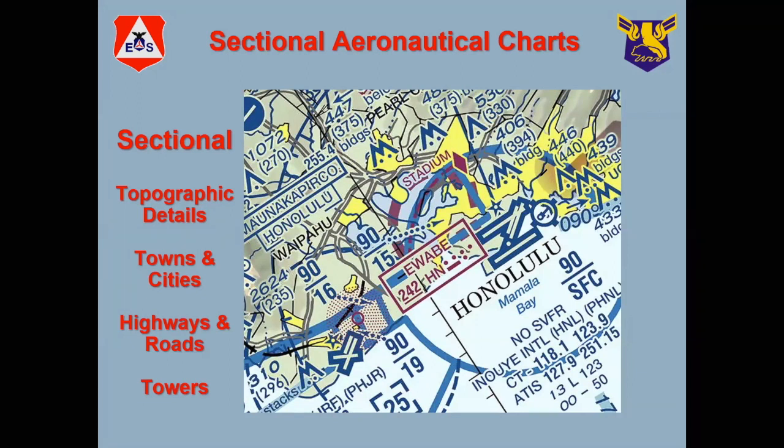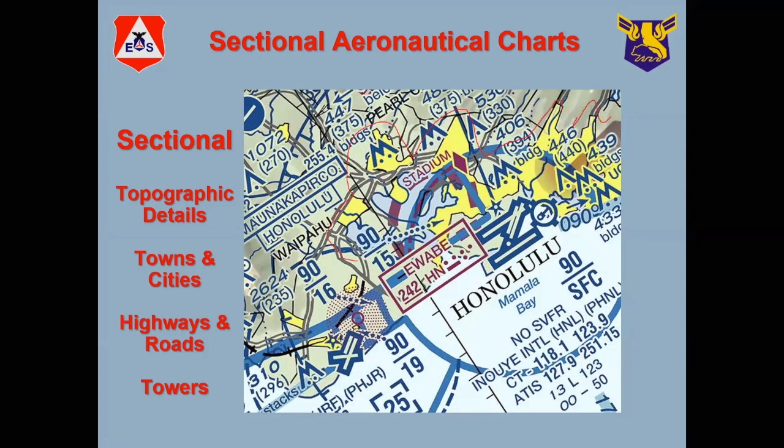Given a sectional chart, you need to be able to locate and discuss physical features such as topographical details. Topographical details are just like topographical details in any kind of map. You're going to see these different kind of shaded areas and different elevations of the land. Towns and cities. So in sectional charts, towns and cities are denoted by these yellow areas, and those are typically areas of high population. Highways and roads.